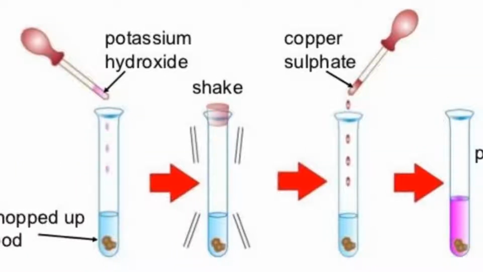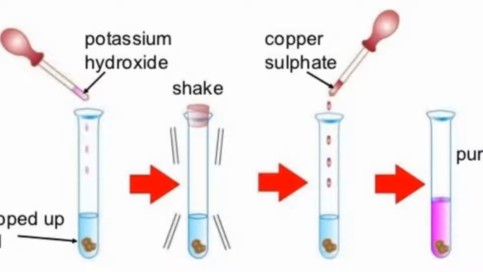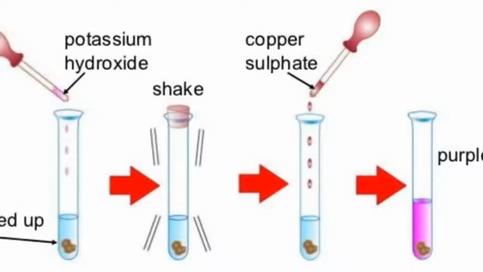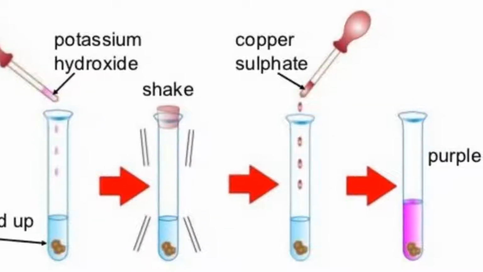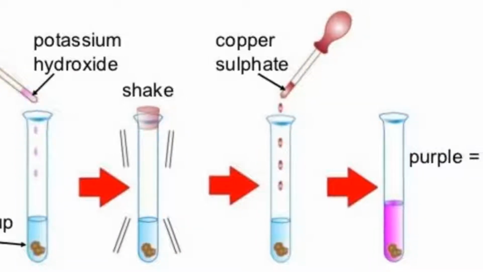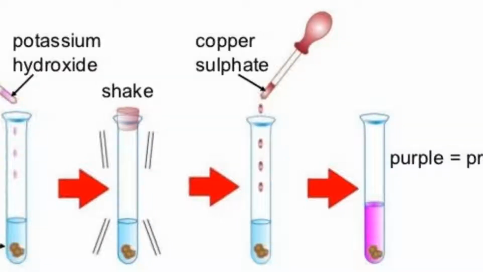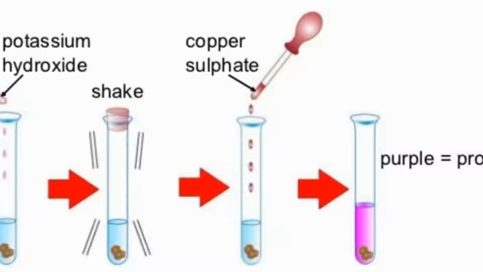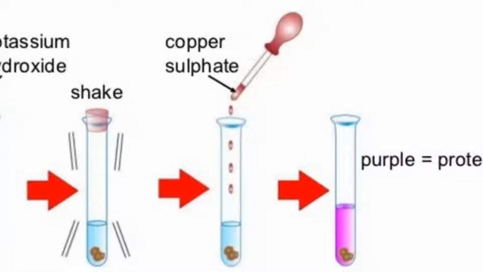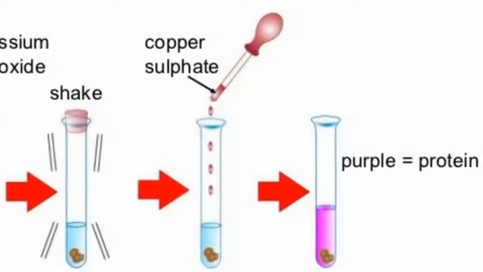If you need to find out if a substance, like a food sample, contains protein, you would use the biuret test. Step 1. The test solution needs to be alkaline, so you first need to add sodium or potassium hydroxide solution. Step 2. Next you add a few drops of copper sulfate solution. This is blue. Step 3. If protein is present, the solution turns purple. If there is no protein, it will remain blue.